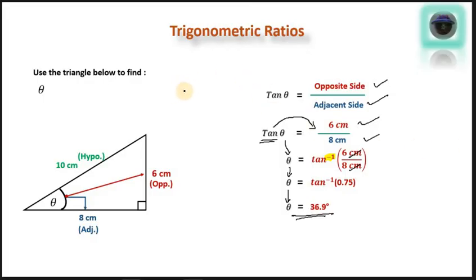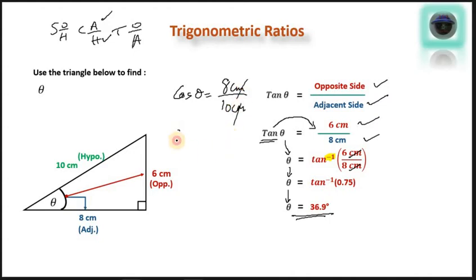As I was saying, we could have used cosine, so we could have said cosine theta equals. Now cosine is equal to what? Remember, it's SOH CAH TOA. We could have used cosine because we have the adjacent and the hypotenuse. So cosine theta equals adjacent over hypotenuse, so it's 8 centimeters over the hypotenuse of 10 centimeters. Centimeters cancel centimeters, and this will be cosine theta of 8 over 10.